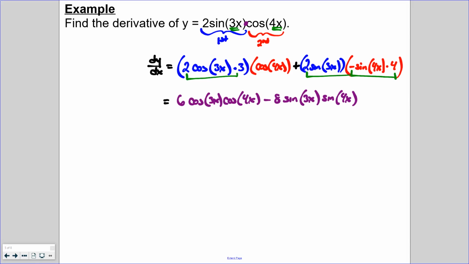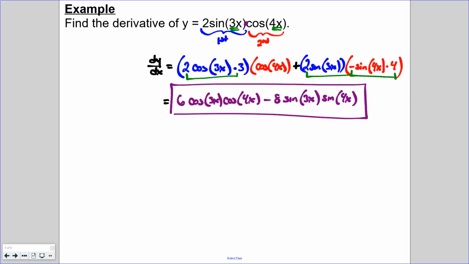All right, so now there's really nothing we can combine here. The cosine of 3x can't multiply with the cosine of 4x because the insides are different. And same thing with the sines. We can't combine the sines because the 3x and the 4x are different. So that means that this is simplified as much as it can be, and therefore we are done.